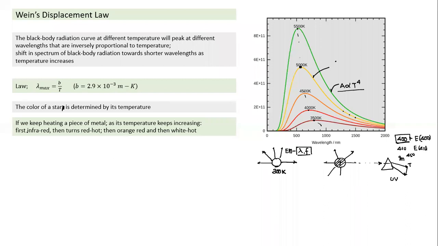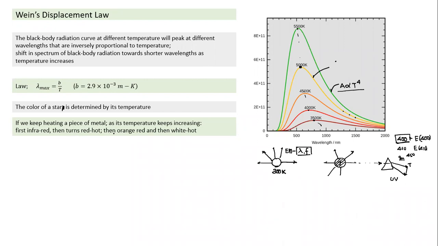Another example you can think of: if we take a piece of metal and keep heating it with a blowtorch or something, first we'll find it will emit infrared radiation. And after some time, when it is hot enough, it will start appearing red hot.